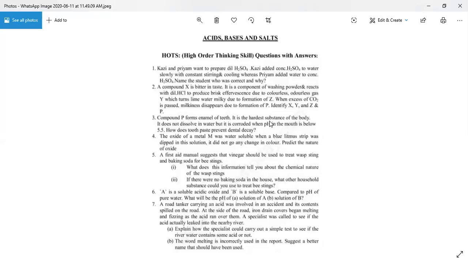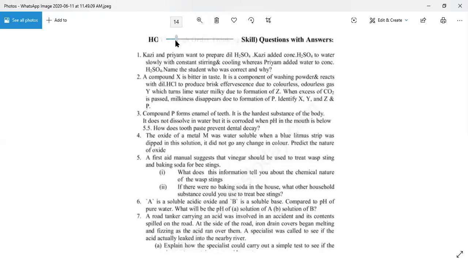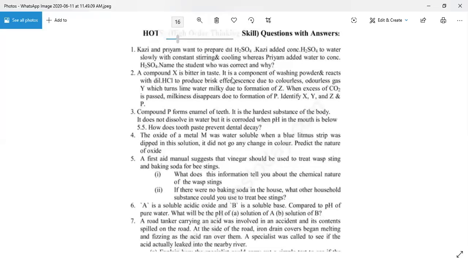Are you able to see? Yes, ma'am. These are what's from this chapter. So first one.